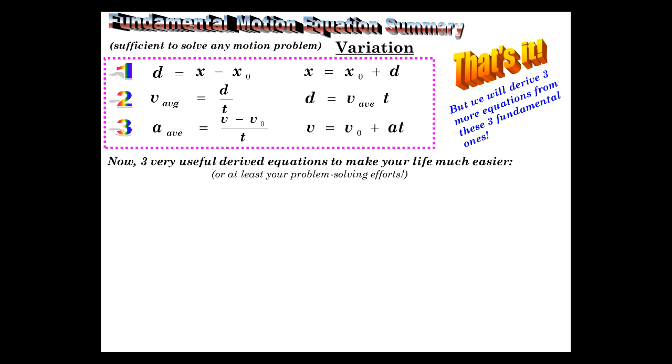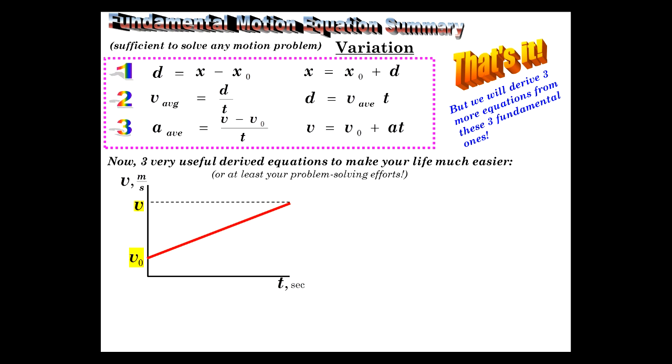But we're going to combine them and analyze them a little bit more so that we can have three additional, what I'm going to call derived equations, that's going to make our lives a lot easier. And you'll be happy about that. One of which we've already alluded to, so I will explicitly express it now. So if we have a velocity time graph, it looks like this. Then the initial velocity, v0, is here. Later on, we have a velocity v at some time t.